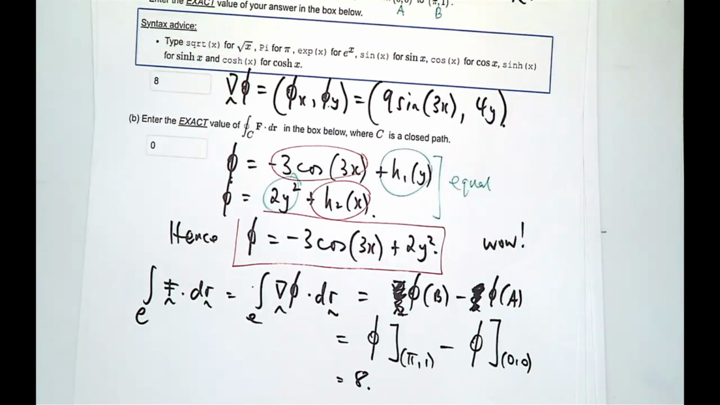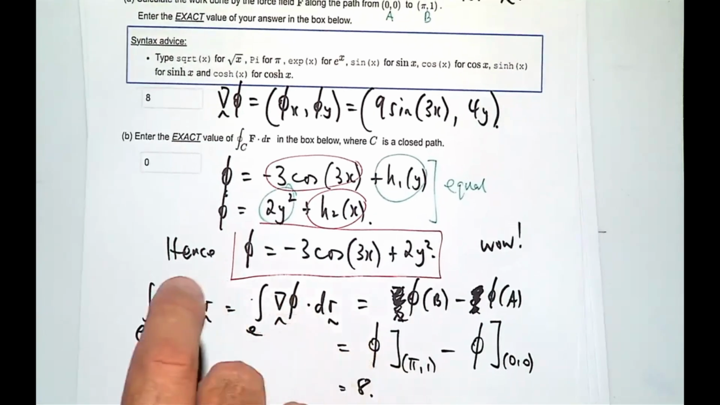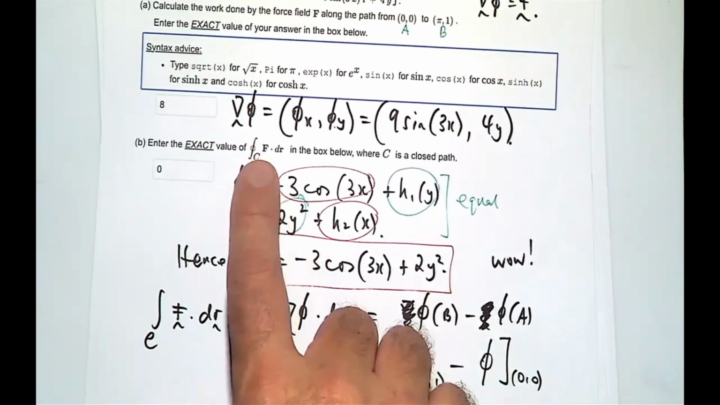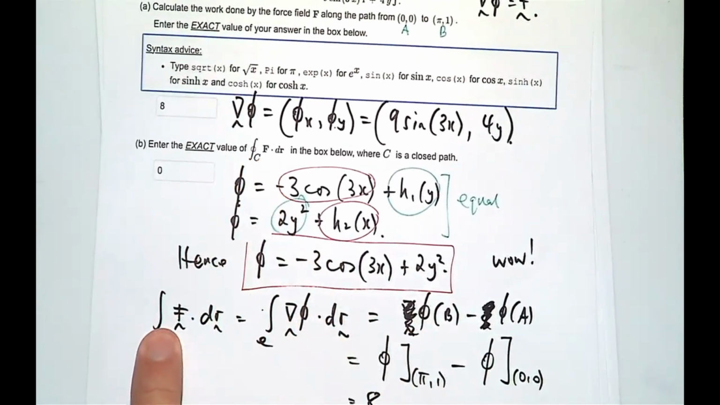The second part of the question is a bit conceptual. Let's have a look at what it's asking. Part B. Enter the exact value of this line integral in the box below, where C is a closed path. Now, there's something a little bit strange about the integral sign. What do you notice about the difference between this integral sign and this integral sign?